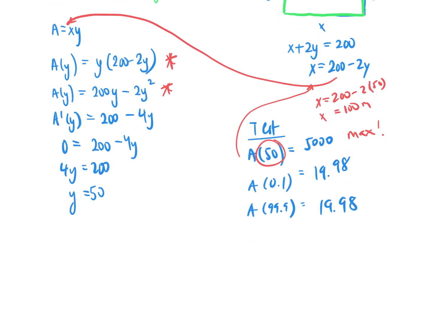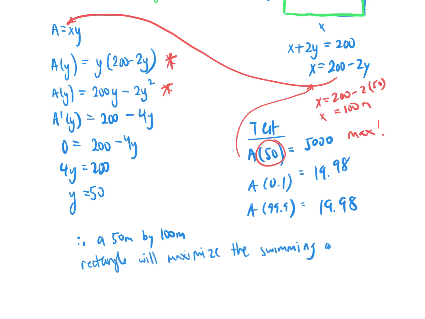So now we can write our therefore statement. Therefore, a 50 meter by 100 meter rectangle will maximize the swimming area. And there we are.